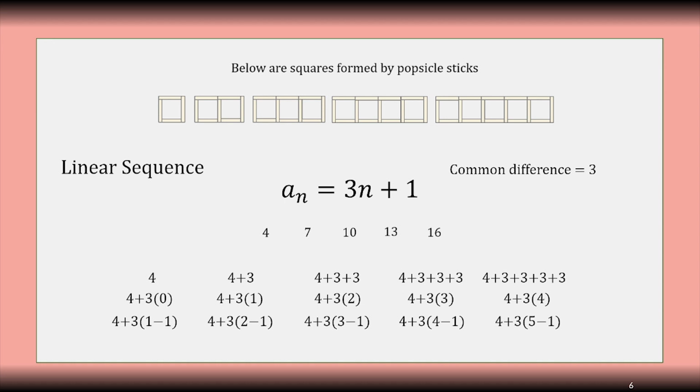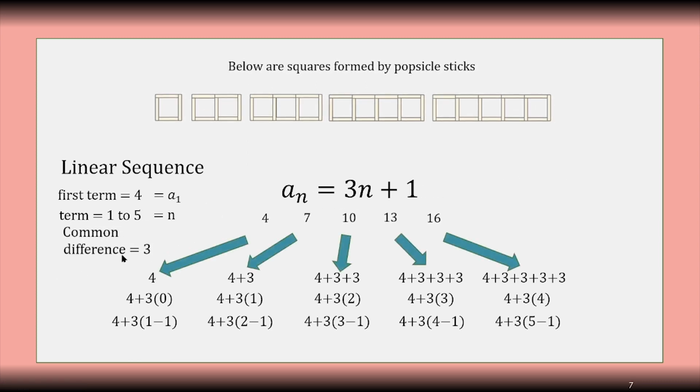Okay? Now, let's proceed to the representation. The first term is equals to 4 and it is denoted as a sub 1. The terms are 1 to 5: 1, 2, 3, 4, 5. Since we have 5 terms, the number of terms is denoted as n. And our common difference is 3, which is denoted as d.